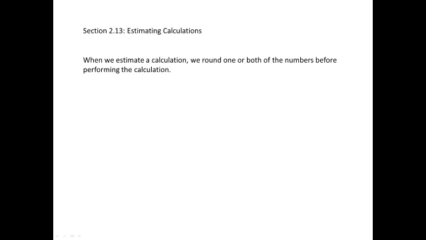Section 2.13, Estimating Calculations. When we estimate a calculation, we round one or both of the numbers before performing the calculation. The point of this is to give us numbers that are easier to work with that are close to the correct answer.